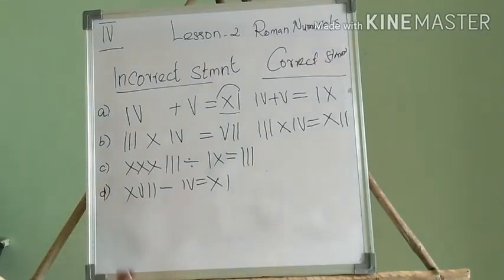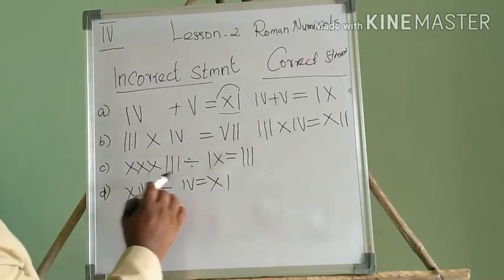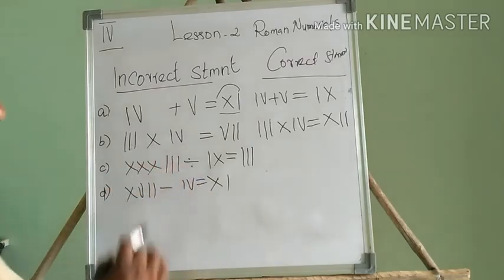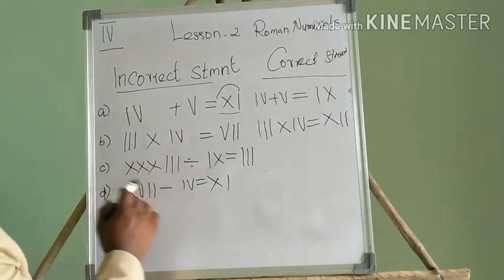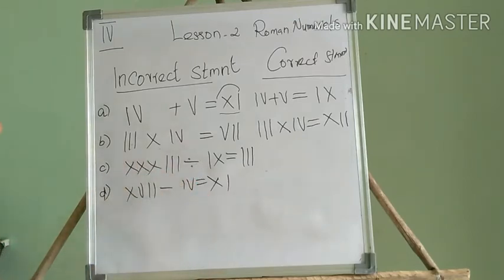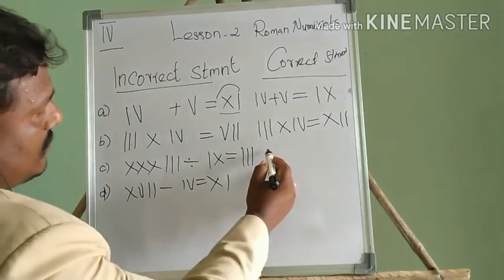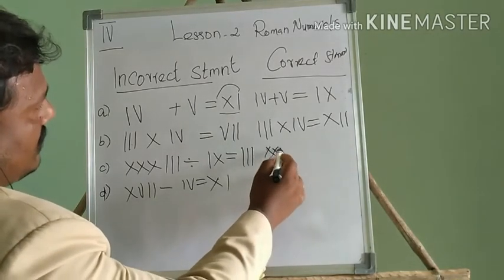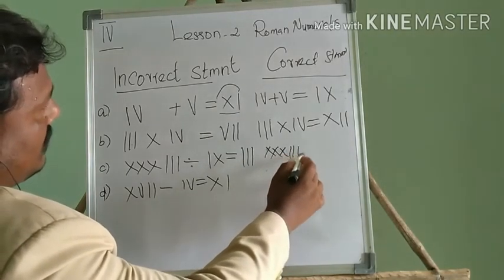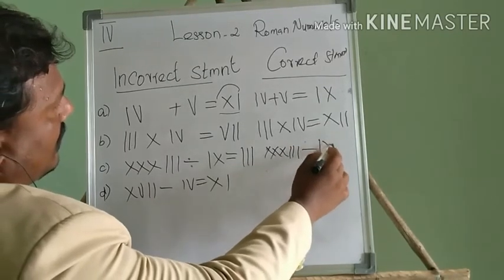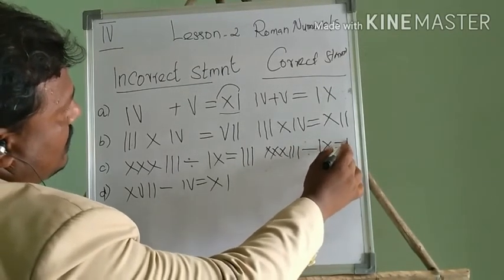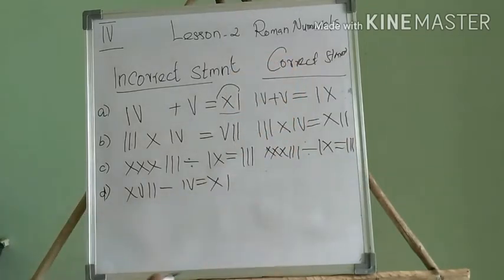Then the third one, division. 33 divided by 9. How many times can we divide 33 by 9? 3 times, yes? So 33 divided by 9, the answer is 3 only. Okay.